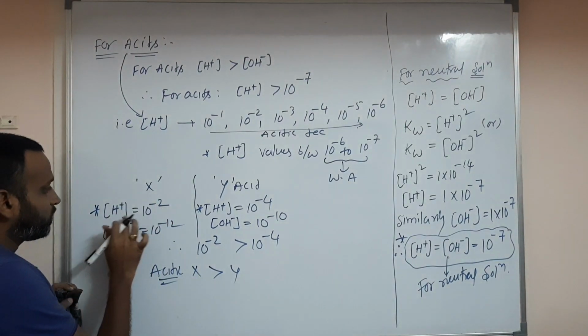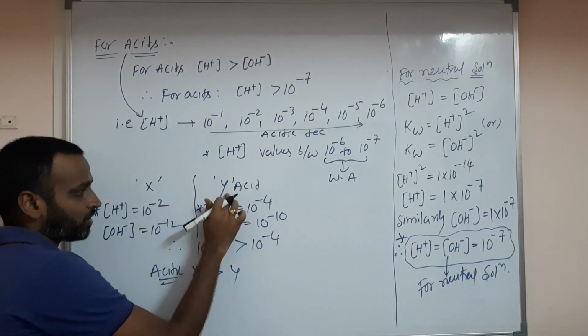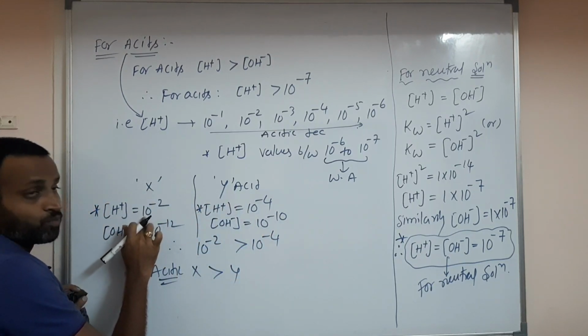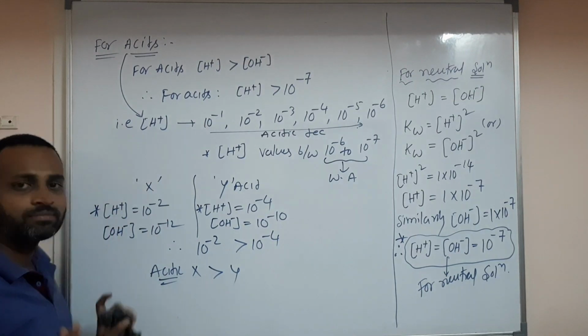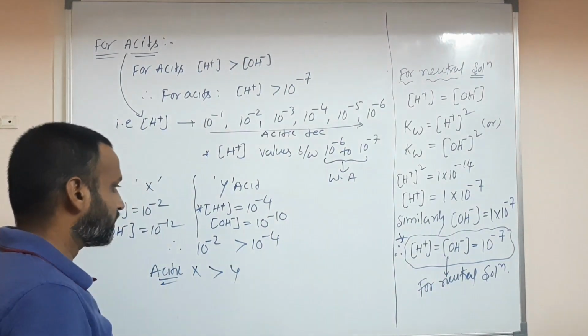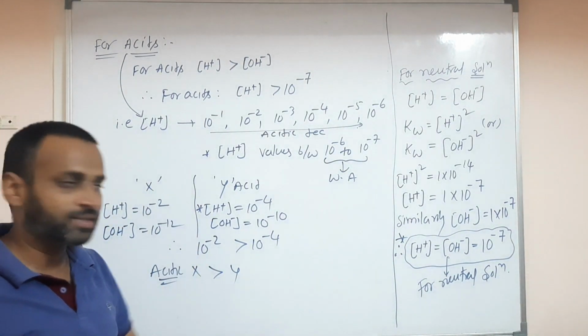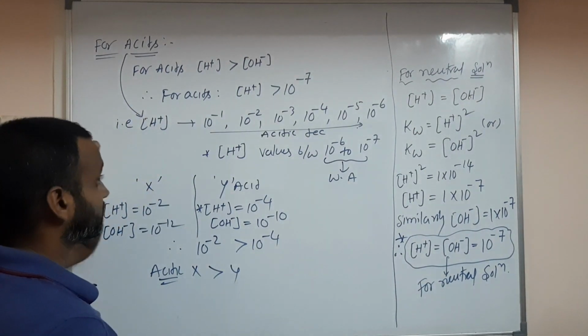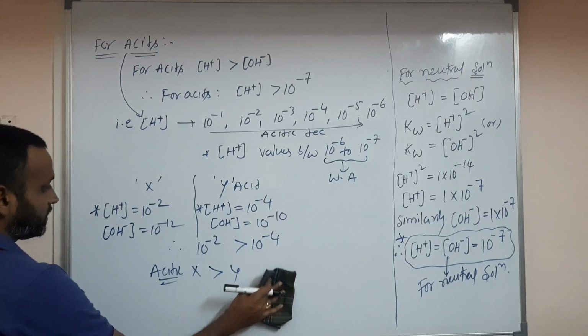So for X, H plus concentration is 10 power minus 2. For Y, H plus concentration is 10 power minus 4. So H plus concentration is more here, so X is the strong acid. That's it, very simple. Why write OH minus again? If they ask, you can write it automatically. So this is about acids. In the same way you can write for bases.